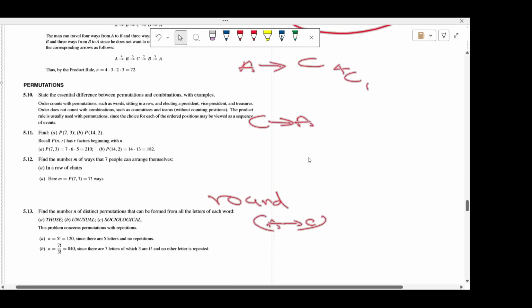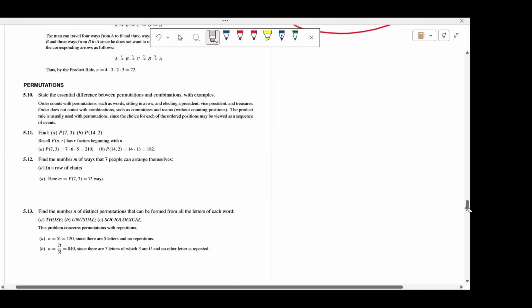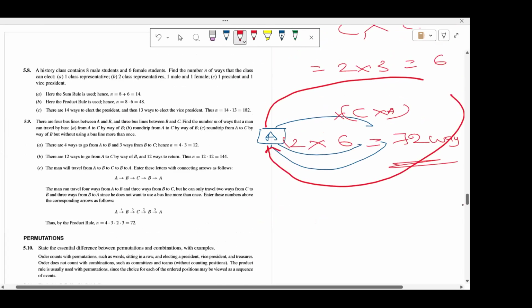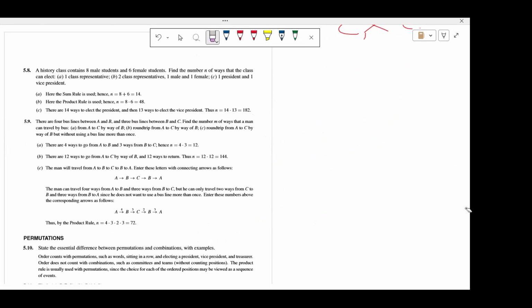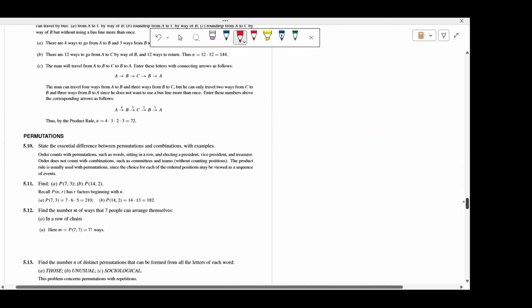Okay, the next one. If you want to tell something, just turn on your mic and let me know. If you don't understand, please let me know. Just turn on your mic. So this is the third question we discussed. So the next question.